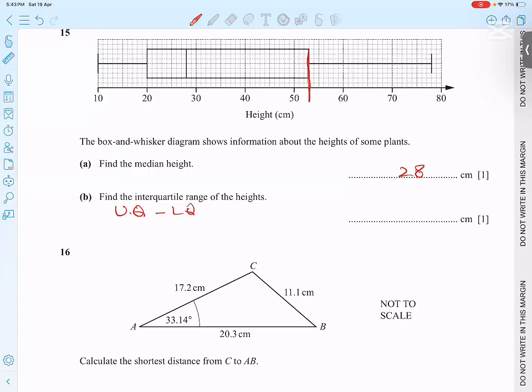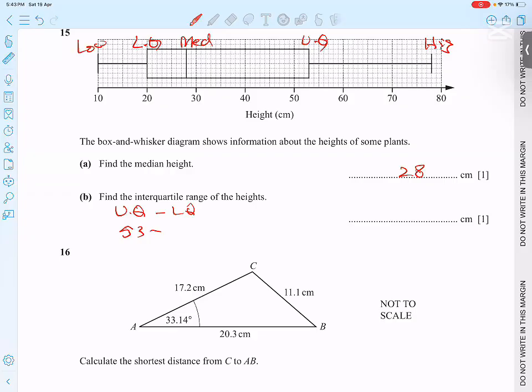This line representing upper quartile, and this is 53 because 3 boxes. So 51, 2, and 3, so 53 is upper quartile. And this line representing, let me mention all. This is the median. This is the upper quartile. This is the lower quartile. This is the highest value, and this is the lowest value.